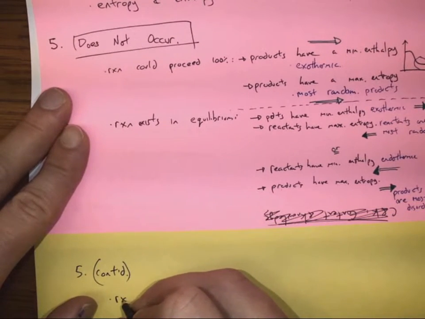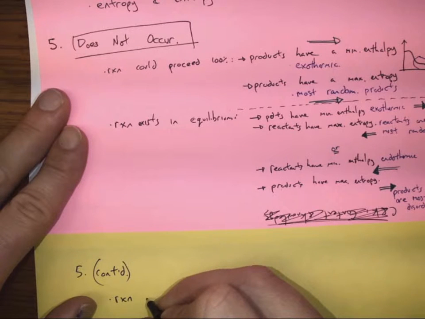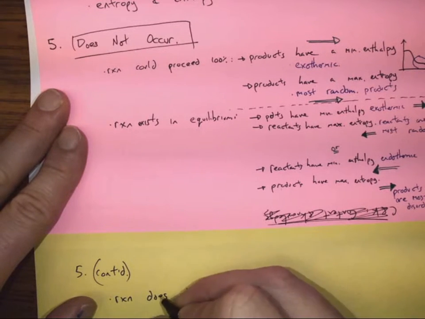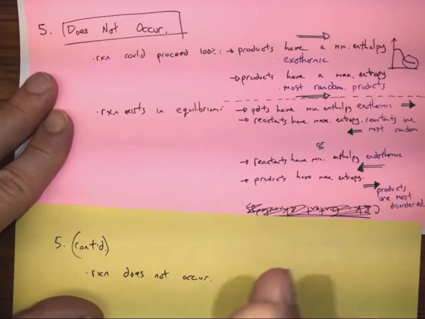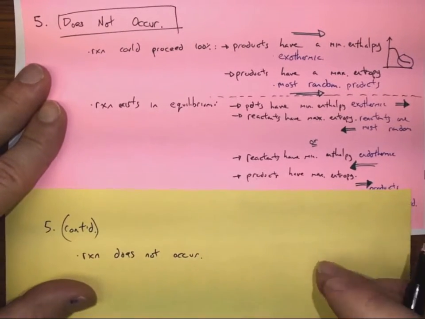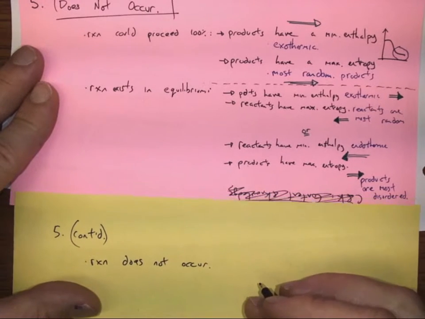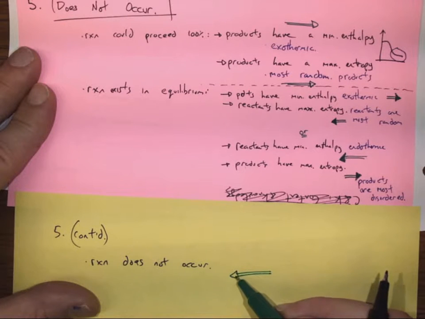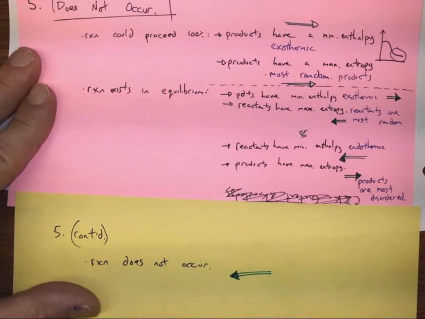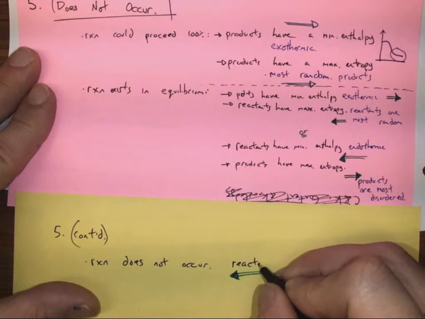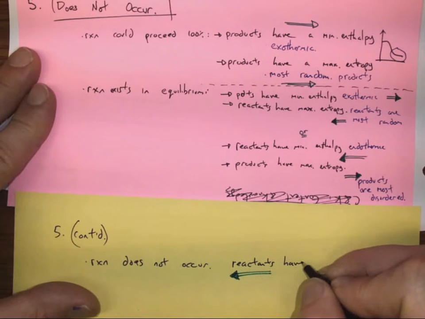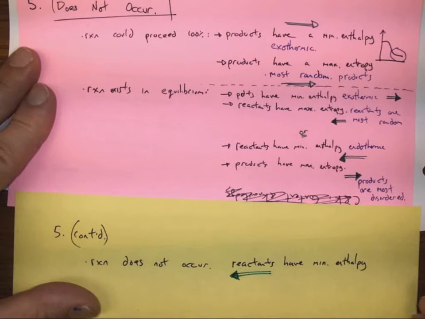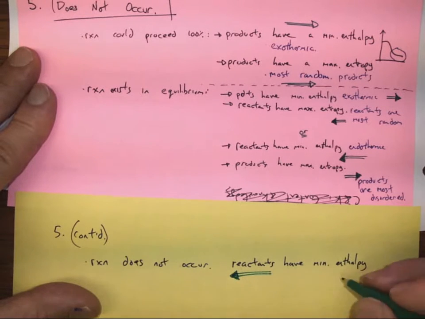So also possible is the reaction does not occur. And that means both fundamental forces have to be pushing to the reactant side so that this thing doesn't occur. So that means we need some fundamental force, enthalpy force, pushing to the left. So that means that the reactants have a minimum enthalpy. And that means it is endothermic.